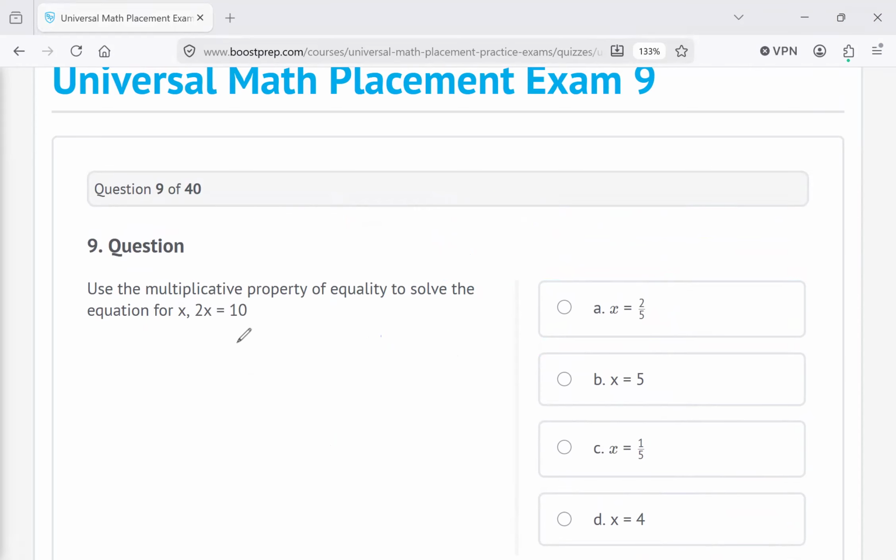Use the multiplicative property of equality to solve the equation for x. You have 2x equals 10. If I want to solve for x, it's just one step. I have to get rid of this 2. Do not subtract 2. This is squished, so it's really saying 2 times x equals 10. You want to keep the x, not cancel it, so you can't subtract 2 because you don't cancel out the x. Instead you want to do the opposite of the multiplication, which is dividing. So you get x equals 5.